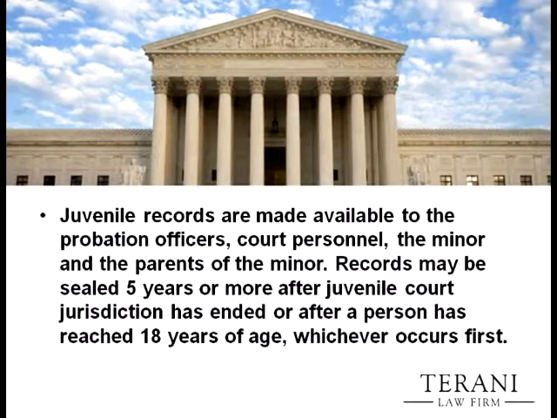Juvenile records are made available to the probation officers, court personnel, the minor, and the parents of the minor. Generally, records may be sealed 5 years or more after juvenile court jurisdiction has ended or after a person has reached 18 years of age, whichever occurs first.